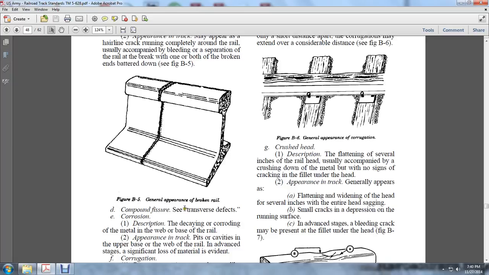Compound fissures are transverse defects. Corrosion. Description: decay, corroding of the metal of the web and base of the rail. Appearance in the track: pits or cavities on the web and base. In advanced stages, the loss of material is significant and evident.